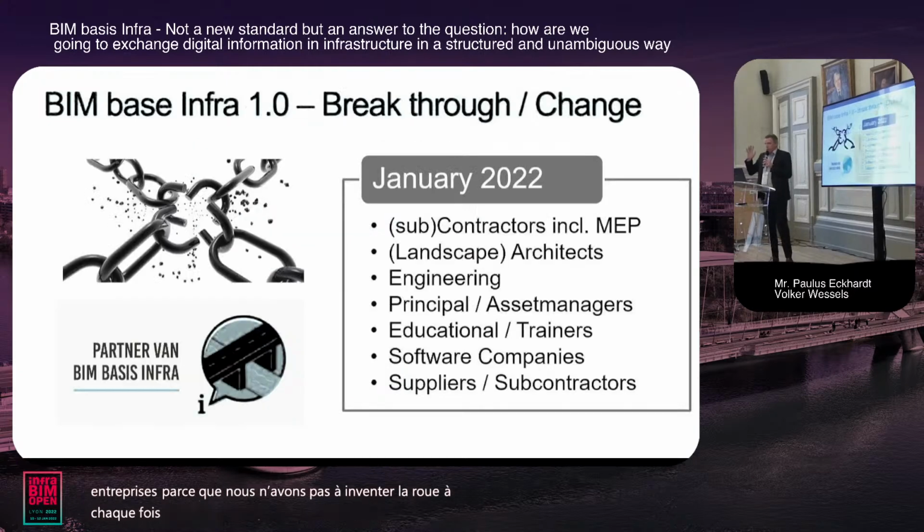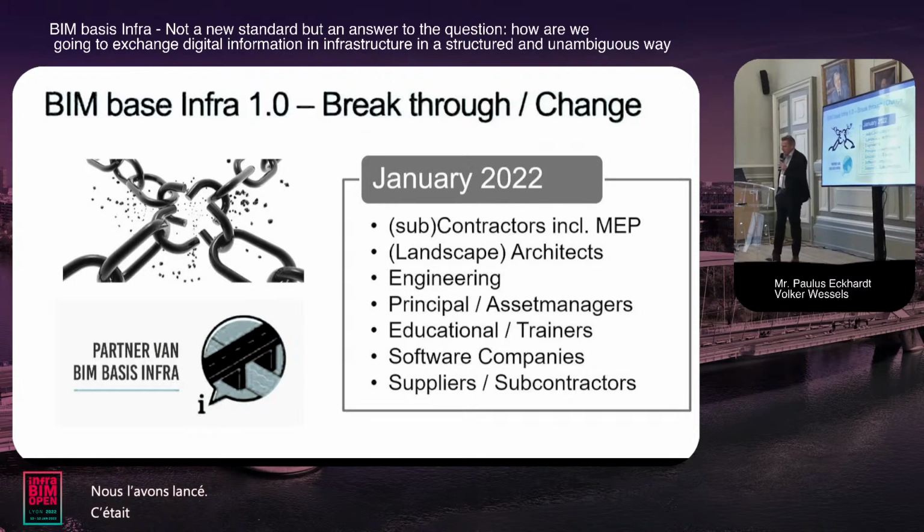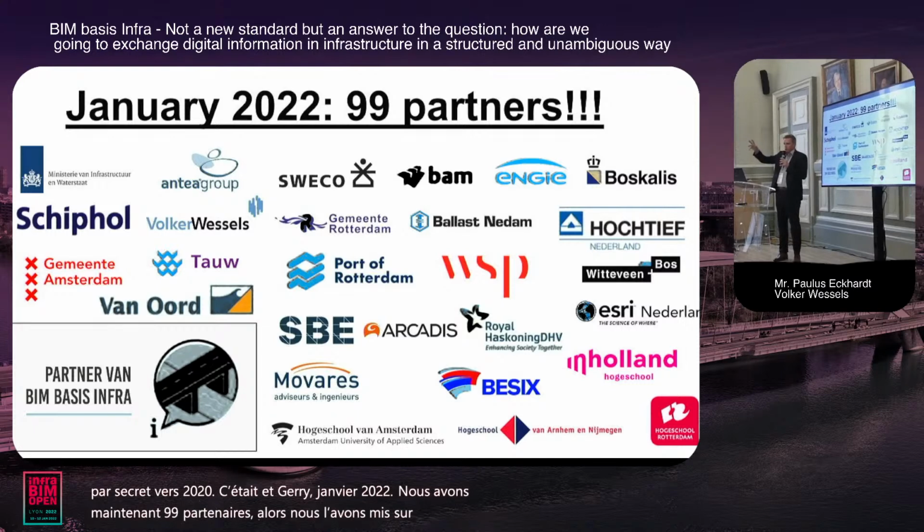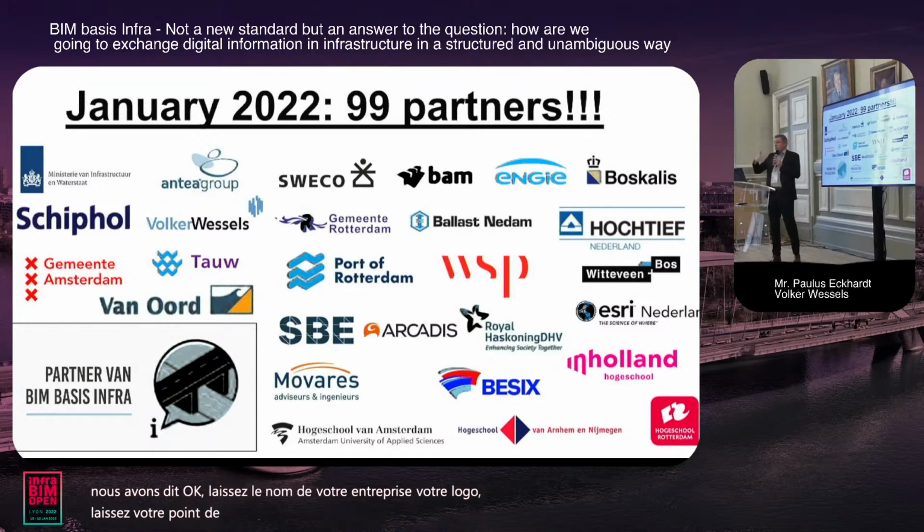So we launched it in summer 2020. It was all digitally launched, of course, because of COVID. And in January 2022, we now have 99 partners. So we put it on the internet and we said, okay, leave your company name, your logo, leave your key point of contact, and please adopt this. And if you adopt this, we hope that as a company you say, every time we model, we use this basic guideline to create our models.